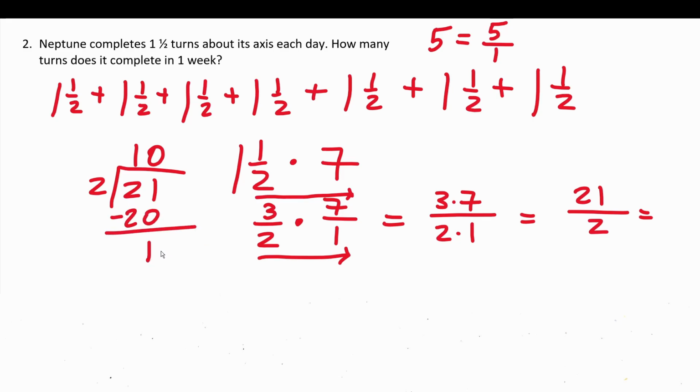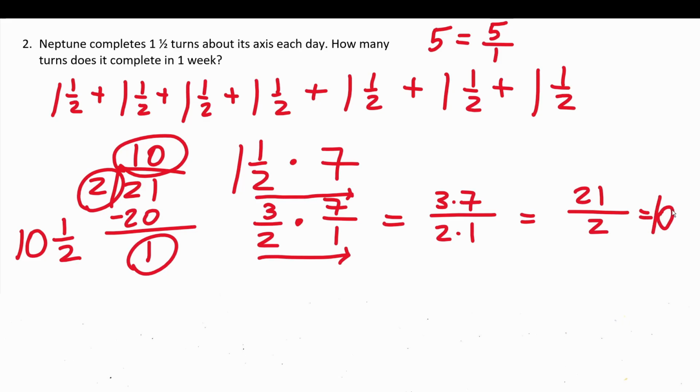So right now we have enough to write our mixed number. Again, this is going to be the whole value of our mixed number. This is going to be the numerator, and this is going to be the denominator. So 21 over 2 is the same as 10 and 1/2. So to answer this question, Neptune, if it rotates 1.5 turns about its axis each day, rotates for a total of 10.5 times each week.